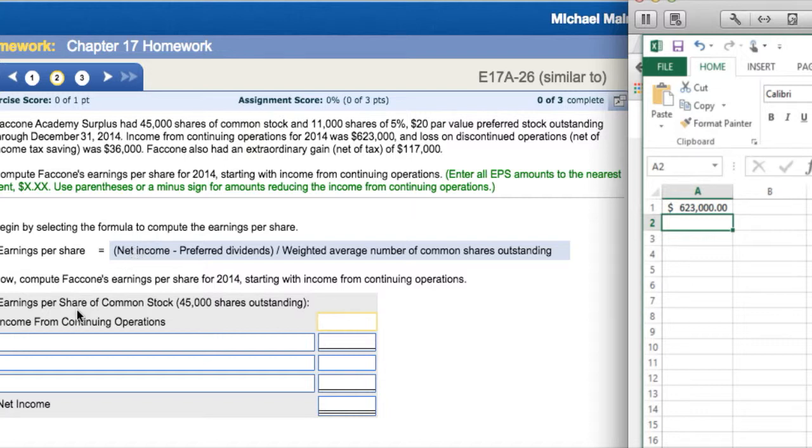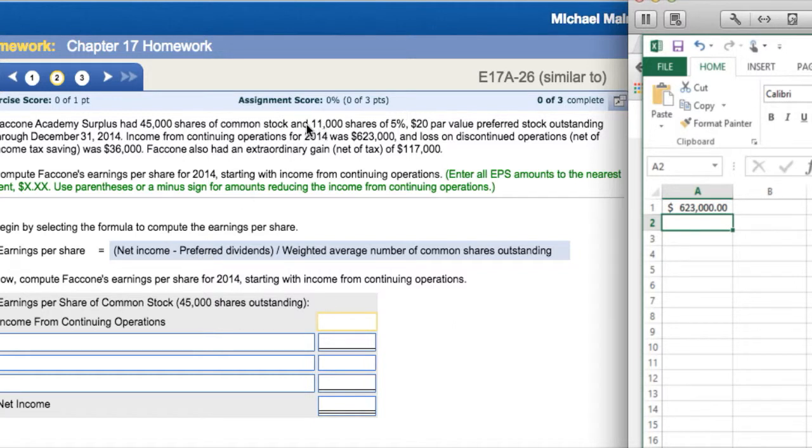But in this case, since we're figuring basically the components of net income on an earnings per share basis, instead of putting net income here, we're going to put income from continuing operations there. Okay, so the next part is just figuring what the preferred dividends for the year will be.